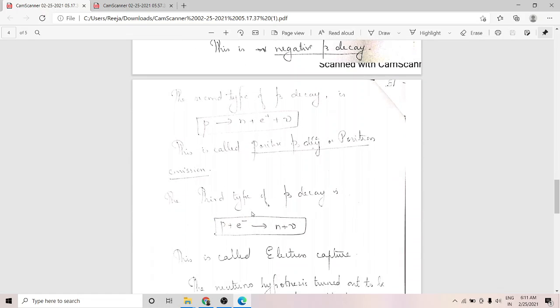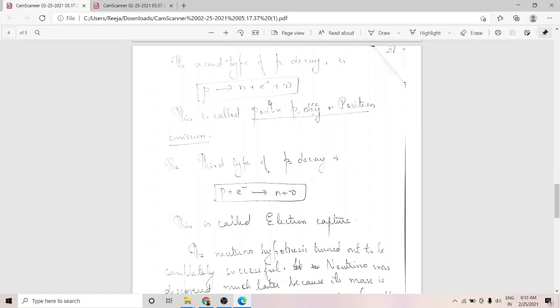The second type of beta decay is a proton getting converted to a neutron, positron, and neutrino. Proton has plus charge, neutron has zero charge, positron has plus charge, neutrino has zero charge. So again, the law of conservation of charge is maintained here. So this is the second type of beta decay, and it is called positive beta decay or positron emission.